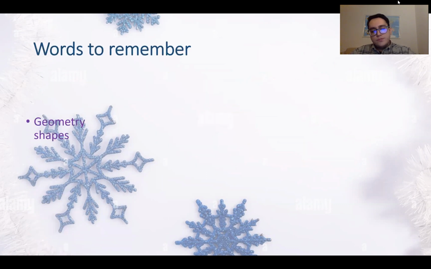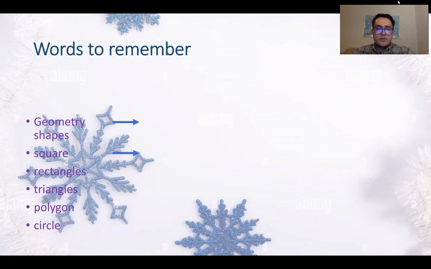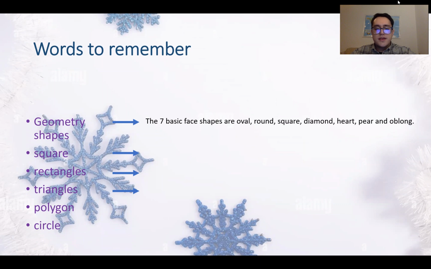Words to remember: geometry shapes, square, rectangles, triangles, polygon, circle. Geometric shapes, squares, rectangles, triangles, polygons, and circle, of course. So geometric forms, the 7 basic face shapes are oval, round, square, diamond, heart, pear, and oblong. So these are the basic shapes.